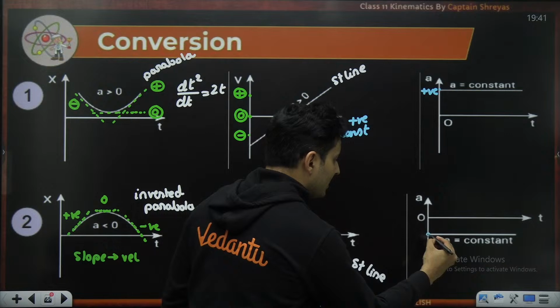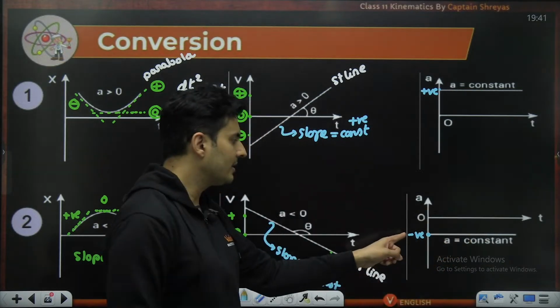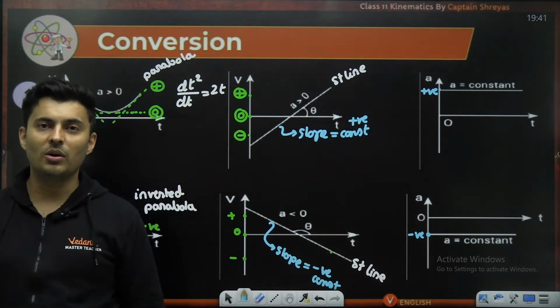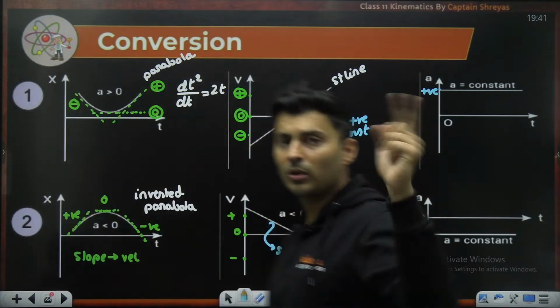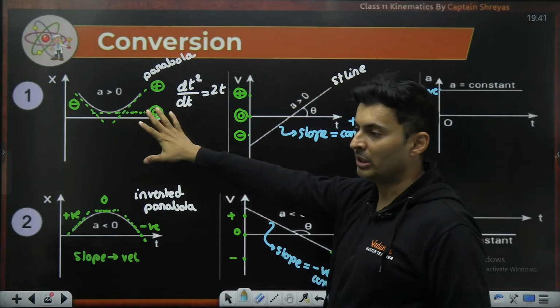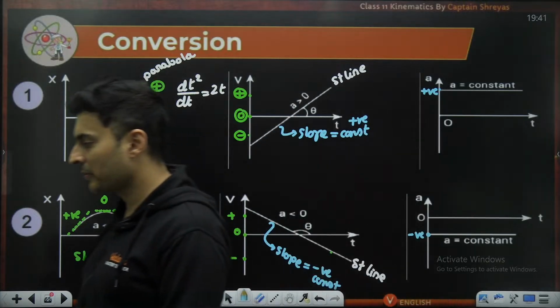That is why you will see the graph of acceleration is below the horizontal axis. It is negative, but it is a constant. It is not above, it is below the horizontal line. Is this conversion absolutely clear? You can go reverse also. If this is given, this will be true. If this is true, this will be true. If this is given, this will be true, and then this will be also true.